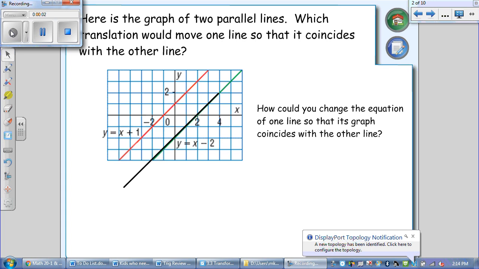Okay, what we're doing is transformations. So we're going to take graphs and we're going to transform them.